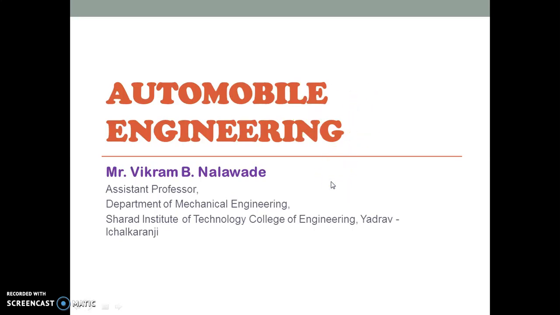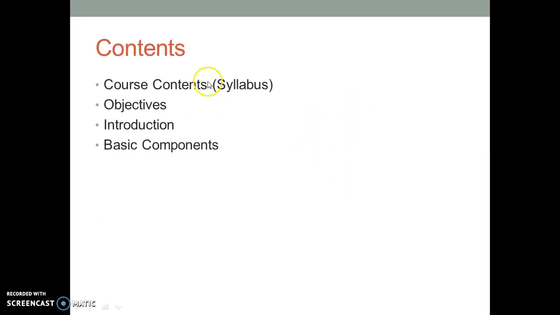Today we will start automobile engineering, in which we will cover various basic points. So let's start. These are some contents we are here to cover in the presentation. First, we will discuss the course content, syllabus of automobile engineering, objectives, introduction, and some of the basic components.